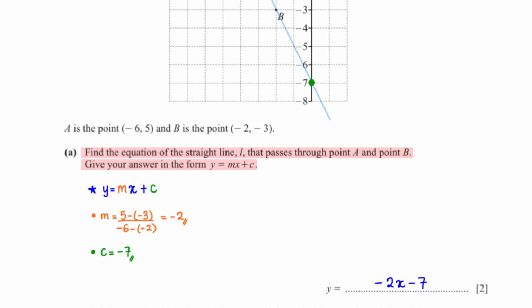We can get the value of c by drawing a straight line through points A and B on the grid and picking the value on the y-axis through which the line passes, which is -7. So we have y equals -2x minus 7.